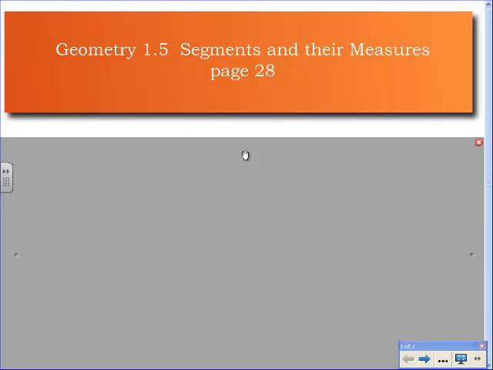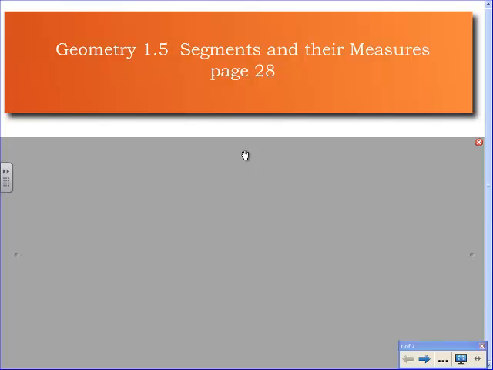Today when we talk about segments, we'll be measuring segments and learning how to determine the length of the segments. We'll also be learning about the segment addition postulate. So let's get started with segments. Chances are you've worked with segments before without even knowing it. We'll start talking about segments and their length using number lines.